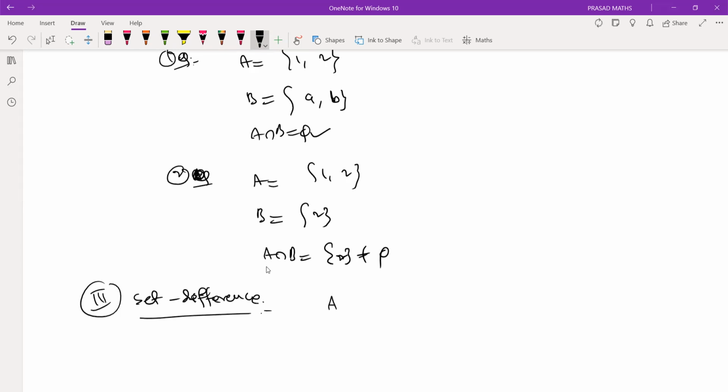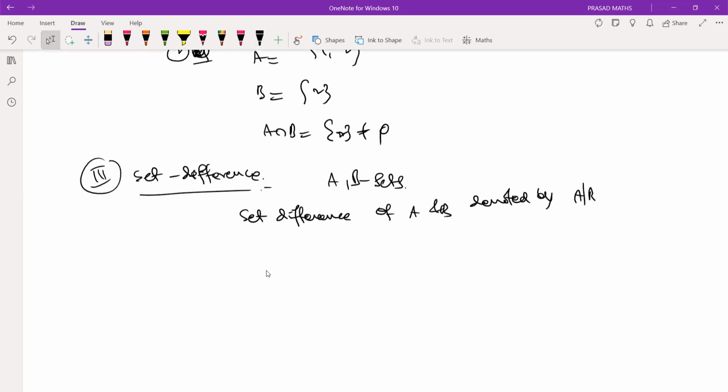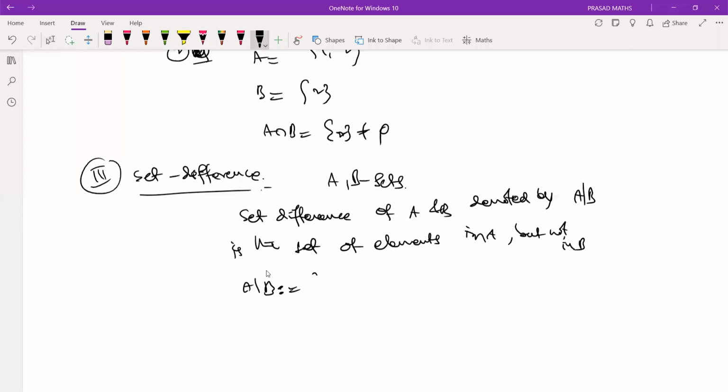What is the difference? You take two sets. What is the difference? Sir, x belongs to A and x does not belong to B. Yes, the set difference of A and B, denoted by this notation, means the elements which appear in A but not in B. The set of all elements belonging to only A. So in notation, A minus B is simply defined as the set of all elements in A but not in B.